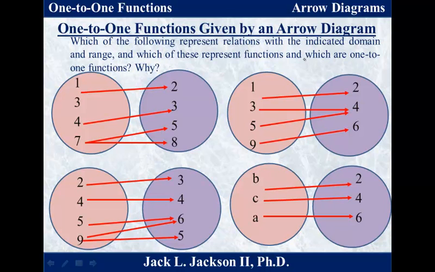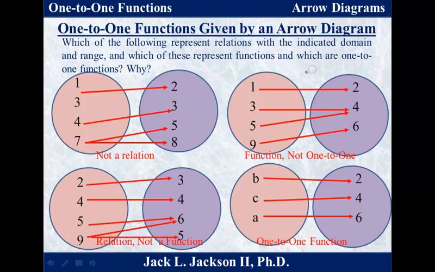Okay, here's some arrow diagrams. Now, what's in pink is supposed to be the domain, and what's in purple is supposed to be the range. And are these, first of all, does it really represent a relation? If it does, is it a function? And if it's a function, is it one-to-one? Go ahead and examine these. Come back in a second and we'll check it. Press pause now. Okay, we're back. Let's take a look and see.